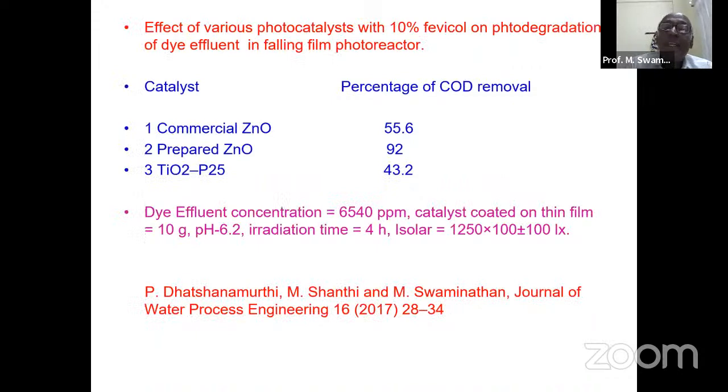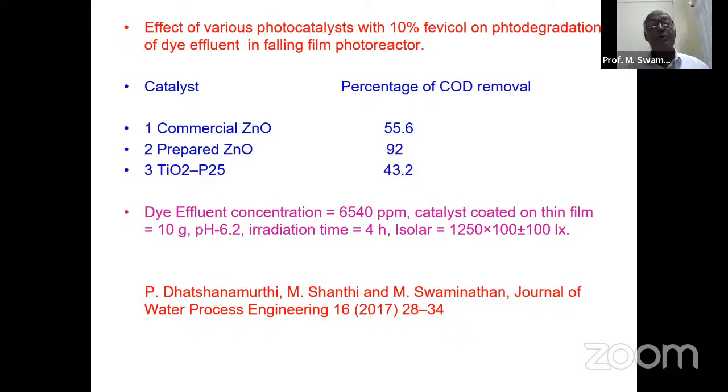And this, we have taken a dye effluent for the solar farm. In the pilot scale photoreactor, you can see the dye effluent concentration is 6000 ppm, and we have used 3 catalysts: commercial zinc oxide, prepared nano zinc oxide, and TiO2 P25. With nano zinc oxide, you can see that 92% COD removal occurs within 6 hours. Sorry, 4 hours. So this is the intensity of solar light, and we are able to treat the effluent by using our pilot scale photoreactor.